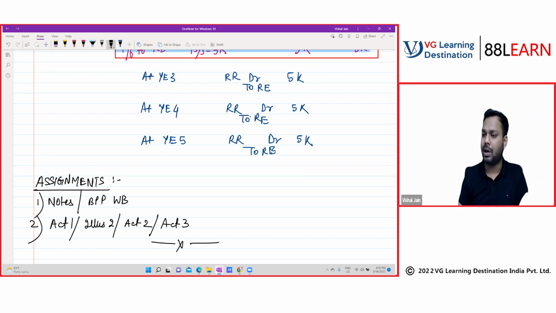Anyone who has the BPP workbook, can you please send these questions? Not this one, you can revise my notes, that's sufficient. Activity 1, illustration 2, activity 2, and activity 3. Please send, someone. That's all for the day, guys. I'll have to work that out, so just give me some time. I'll definitely discuss in the WhatsApp group. Notes I'll share in the group.